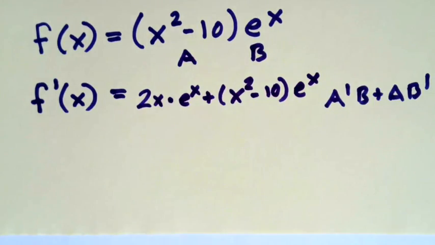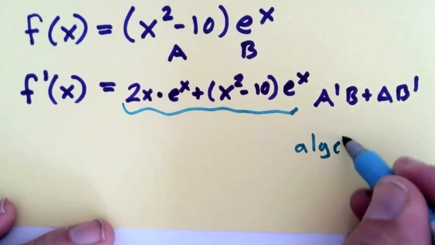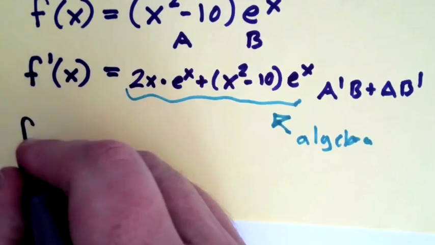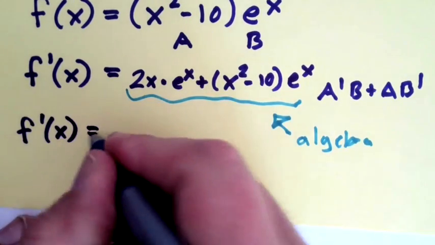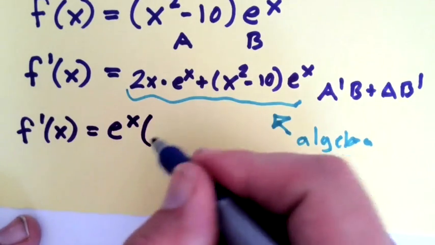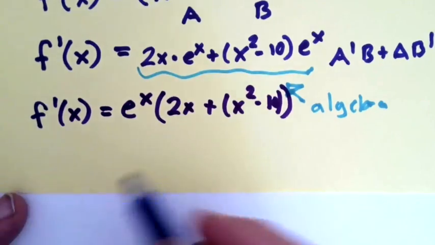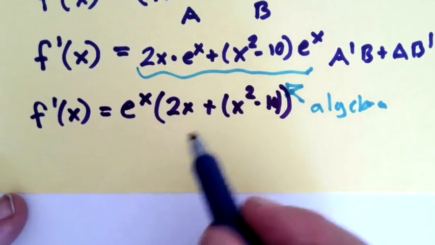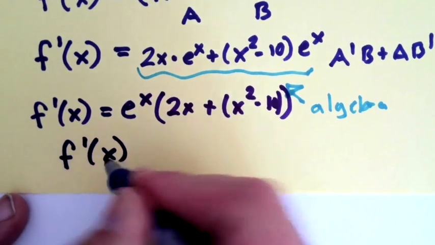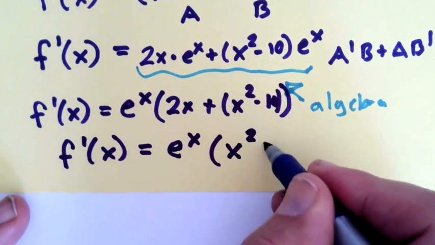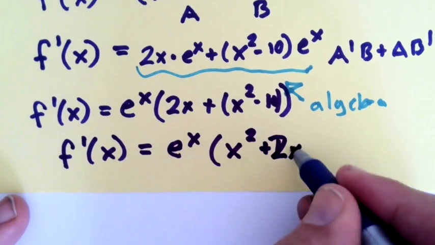Now this is a place where it helps a lot to use algebra to rewrite my original f prime by factoring e to the x to give f prime of x is equal to e to the x times 2x plus x squared minus 10. And then it's common to rewrite this so that the x squared term is first. So I would rewrite this as f prime is equal to e to the x times x squared plus 2x minus 10.